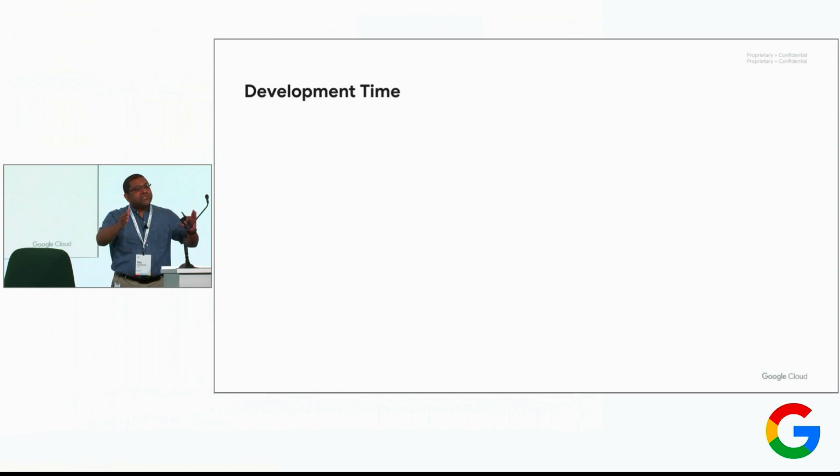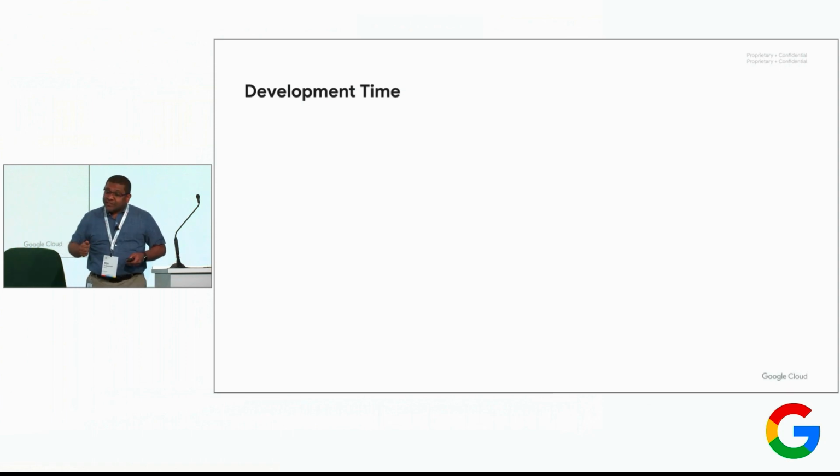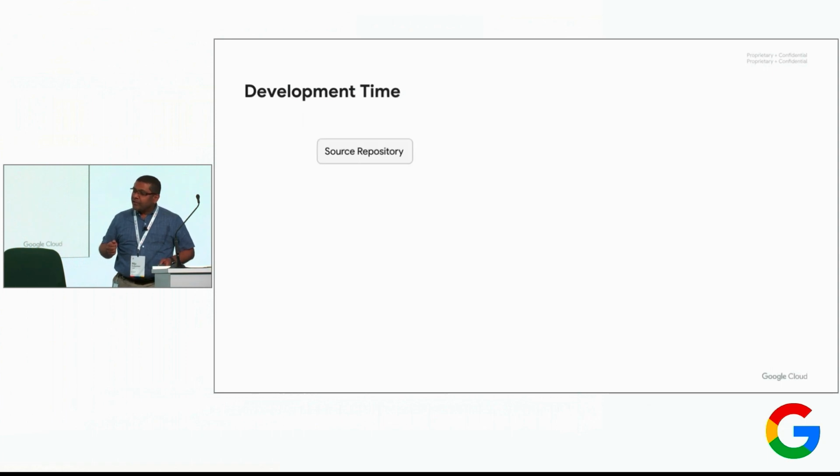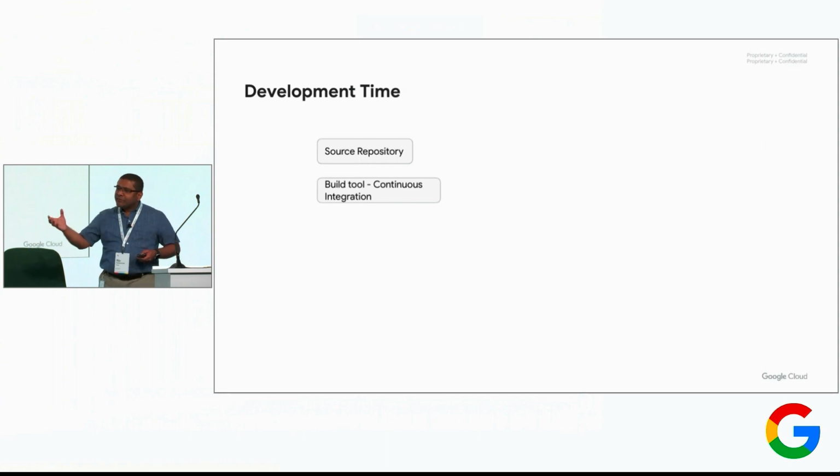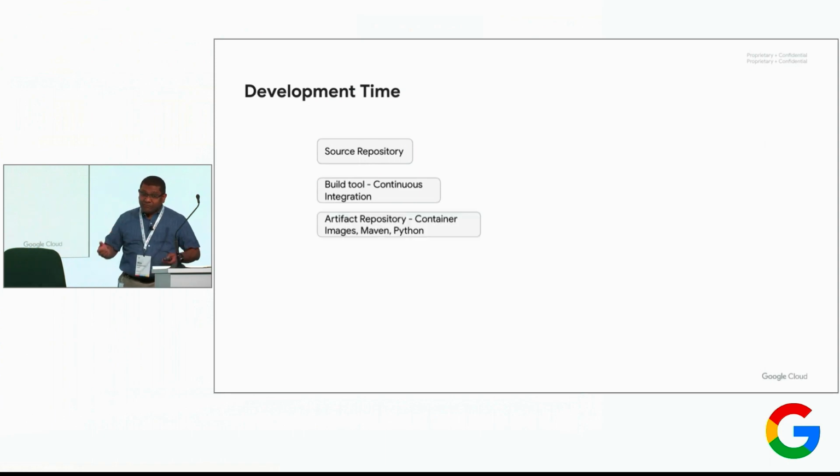And I'm going to take it in 2 different, let's call it silos. The first is development time. What all do you have to think about during development time? Simple. First is a source repository. You need some place to host your source repository. You need the build tools, something which builds your source code and creates an artifact. Once you have an artifact, you need an artifact registry to place the artifact at.